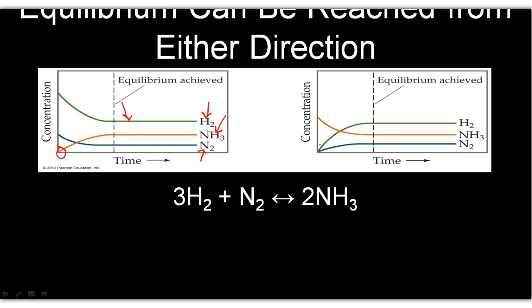This time, we're only starting with products, and I have no reactants. So if I leave these in a container, what you're going to see is the reaction is going to shift to the left to balance this out. And after a period of time, equilibrium is achieved. Notice again that you have the exact same ratio of hydrogen to ammonia to nitrogen.